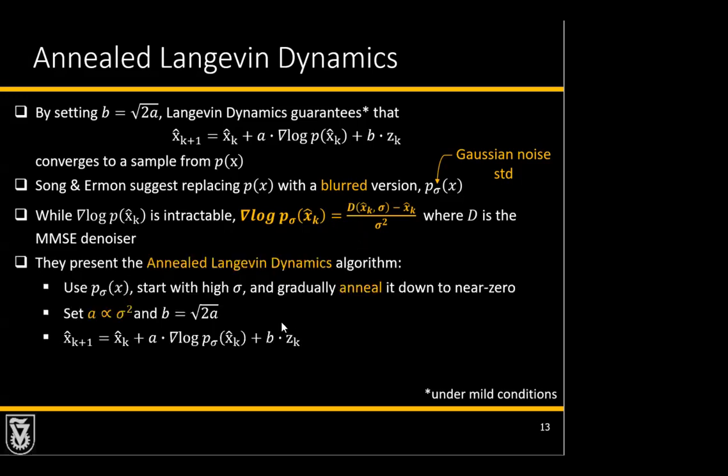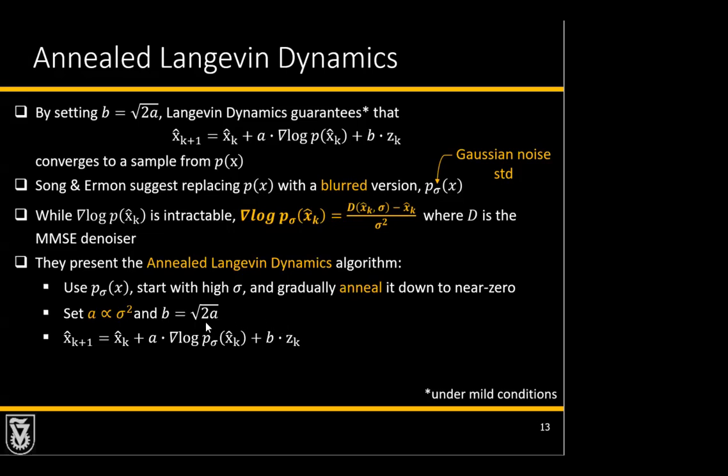So what Song and Ermon did is that they present the annealed Langevin Dynamics algorithm. They use this P sigma instead of P. They start with very high sigma in order to capture the distribution everywhere in the pixel space, and they gradually anneal it down to near zero.